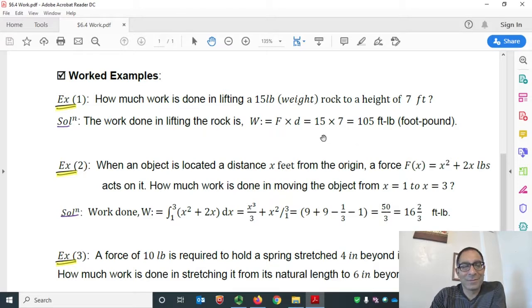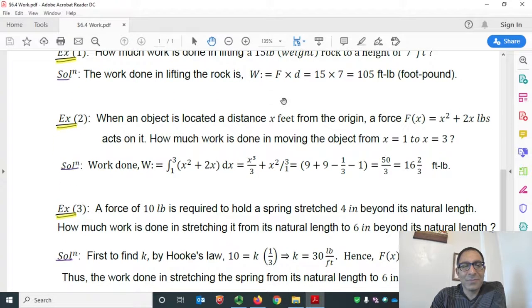Great. Example 2. When an object is located at a distance x feet from the origin, a variable force, x squared plus 2x, acts on it. How much work is done in moving the object from x equals 1 to x equals 3? To compute the work, I need to use the definite integral of the variable force. So the work done equals the definite integral of F(x), which is x squared plus 2x, from 1 to 3.